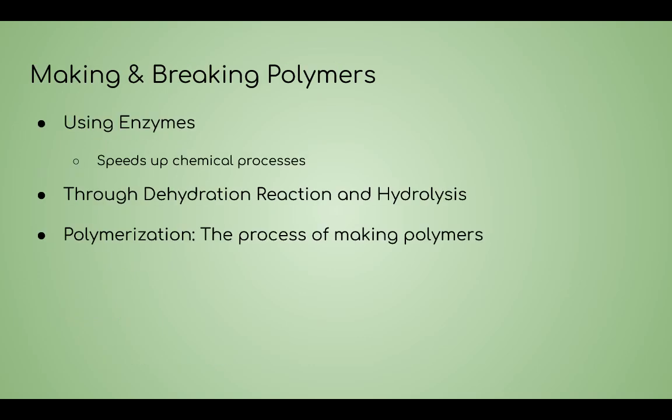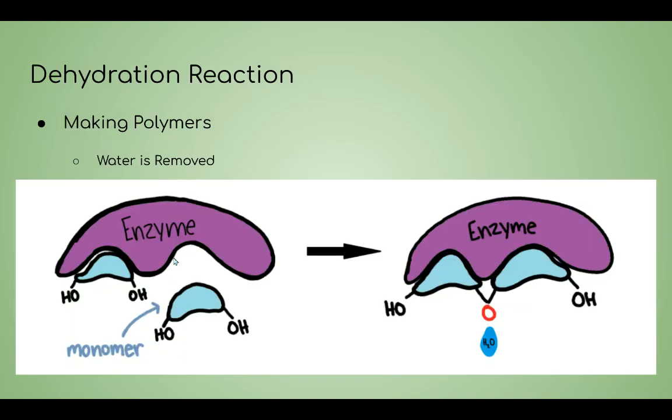So we know that they each have their own bonds, but how exactly do these monomers attach and break to form or break the chain of polymers? So first, they use enzymes. Well, specifically, through those enzymes, they go through a dehydration reaction or hydrolysis. And this is just a note, but the process of making polymers is called polymerization.